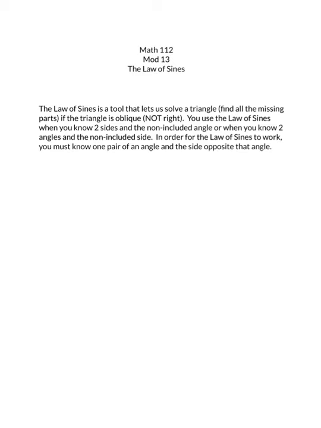In order for the law of sines to work, you must know one pair of an angle and the side opposite that angle. The law of sines tells us that the ratio of side A to the sine of angle A must be equal to side B to the sine of angle B, which must be equal to the ratio of side C to the sine of angle C.